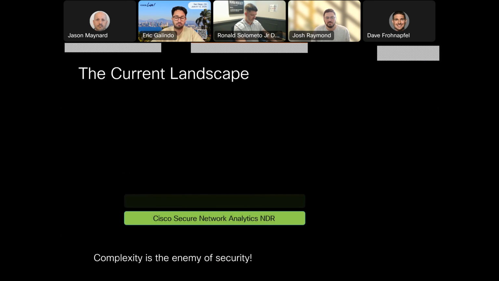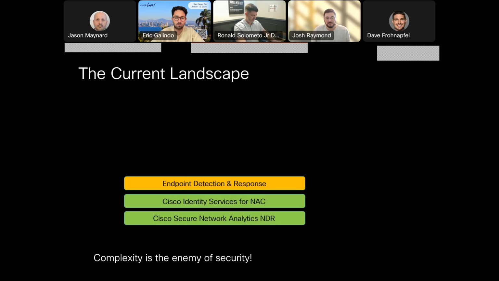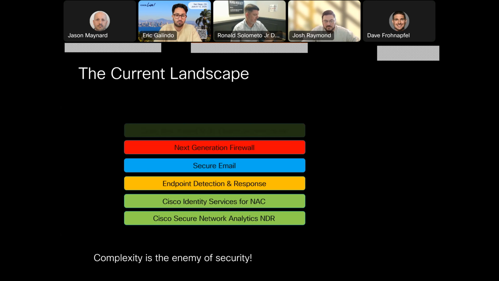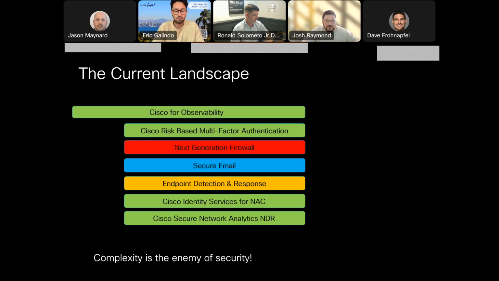So I'm calling this out as a little bit of perspective of how some of this stuff starts to come together and some of the value. And so I've kept third-party technologies. So green is Cisco, and you might have some of that. Again, the technology doesn't really matter in this example. And then you might have other vendors. So every color represents a vendor. So you got endpoint detection and response, secure email, next generation firewall, and then you got maybe risk-based multi-factor authentication. And maybe observability.